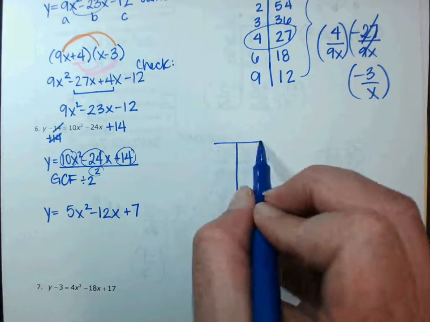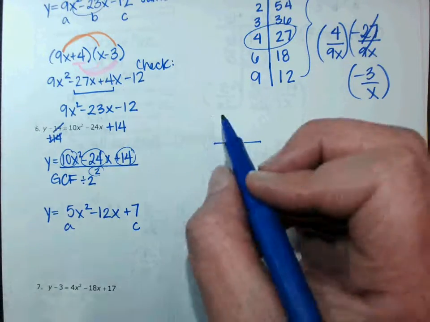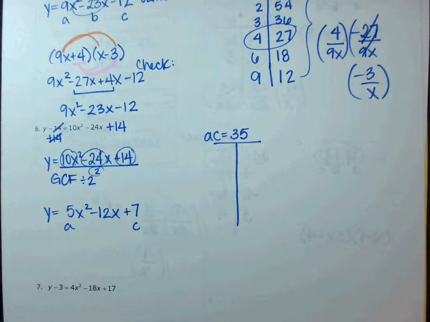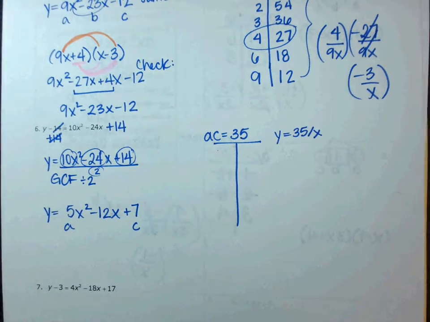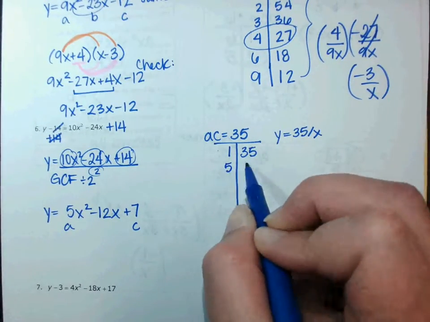Okay, set up your t-chart. I am multiplying A and C. Those are my outside two numbers. A is a 5, C is a 7. 5 times 7 is 35. Okay, and then if you want to practice, put that in your calculator to get your list. This one doesn't have a lot of pairs, but just to make sure you remember, you go to y equals 35 over x. Okay, then from there you'd hit second table. You can pull up that list. Okay? What are my two pairs for 35? 1 and 35 or 5 times 7.